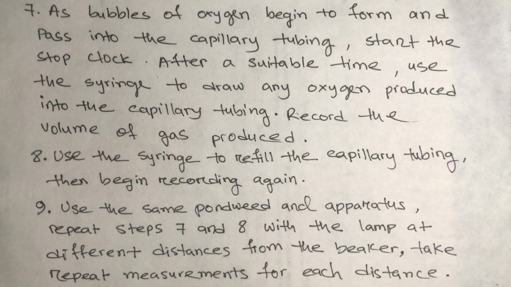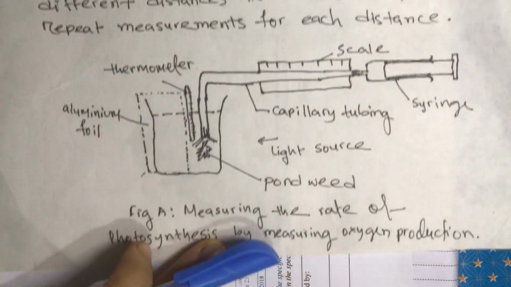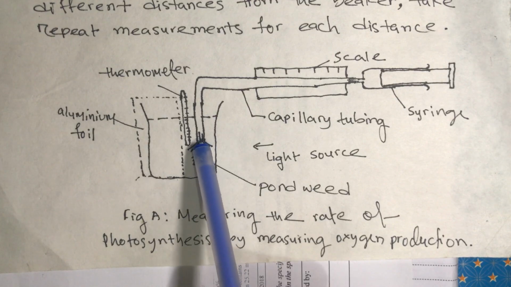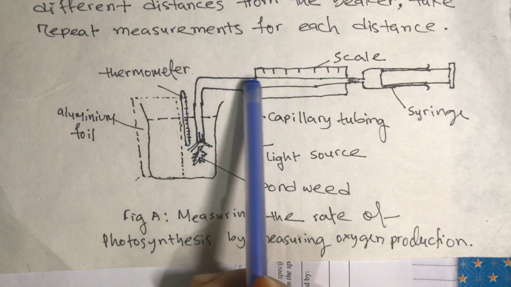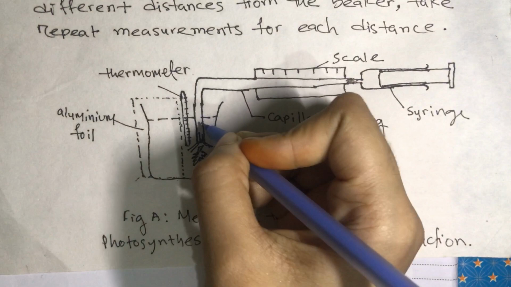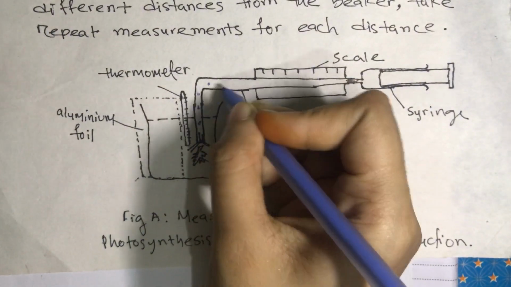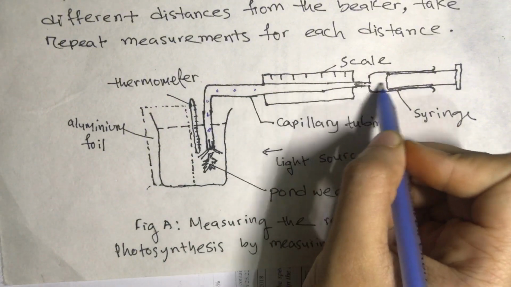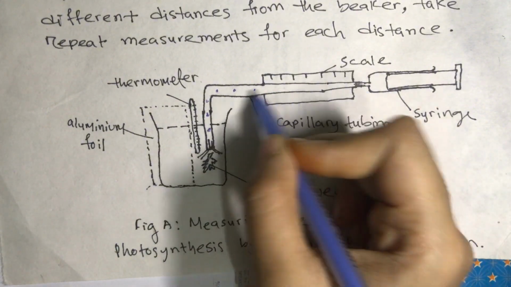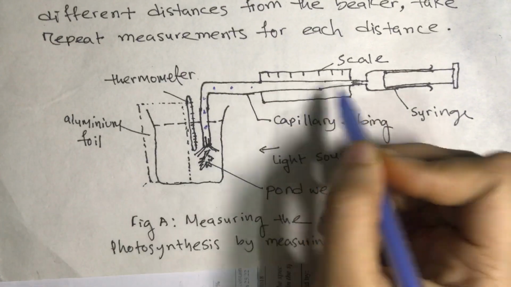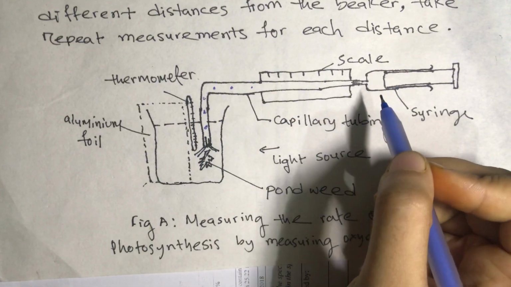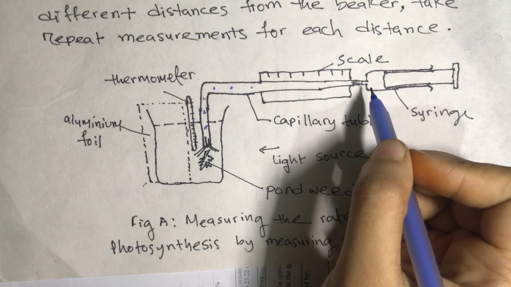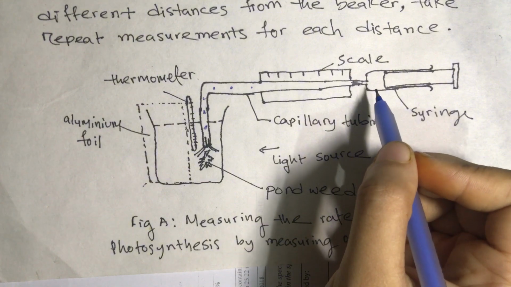So what it says is that when the pondweed releases oxygen, it travels from here to this side. Okay, it travels like this. Any oxygen molecules over here will be drawn back through the syringe, and water will be supplied again. And we can count the volume of the oxygen over there for measuring the dependent variable.